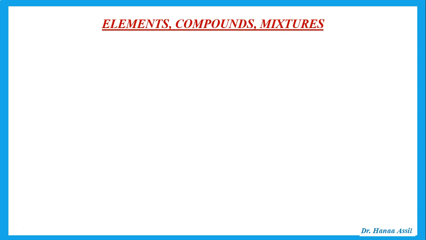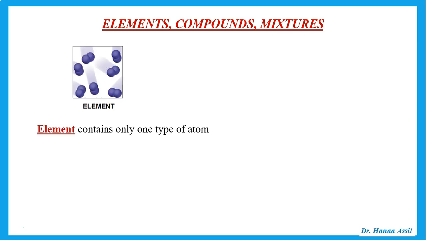What's an element, compound, mixture? You should know an element is a substance that contains only one type of atom. So all the atoms are the same, that's an element. They could be individual atoms, in that case we call them monatomic, or they could be in twos, in which case the molecule is diatomic, but either way, if all the atoms are the same, that's an element.